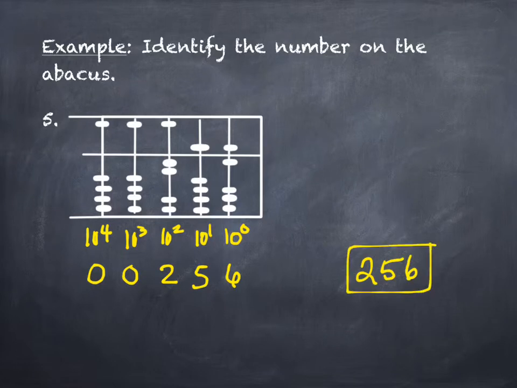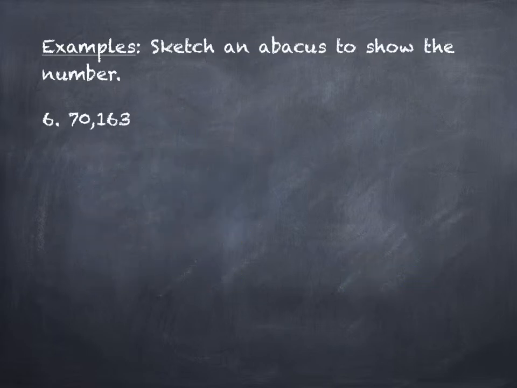And if they've already drawn the abacus for you, you don't have to redraw it on your homework. I don't need to see the picture again. Now, some of them are going to ask you to draw an abacus, though, like our next problem. On our next one, we've got the number 70,163, and we are going to draw an abacus that will represent this.